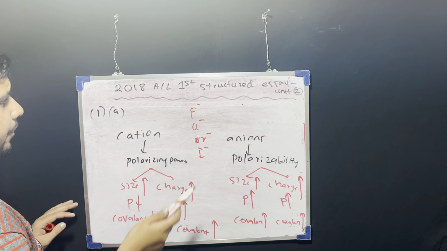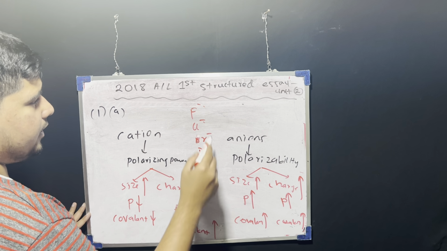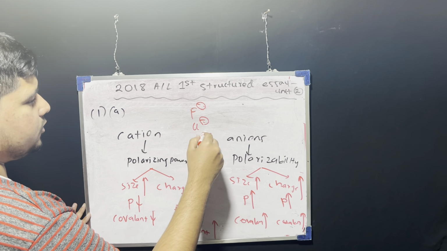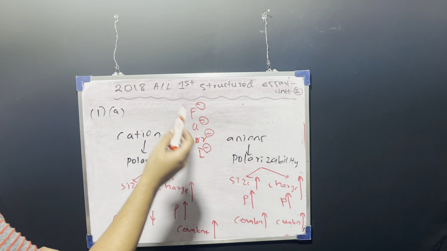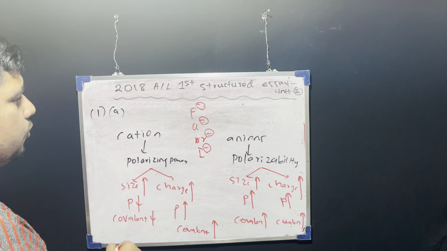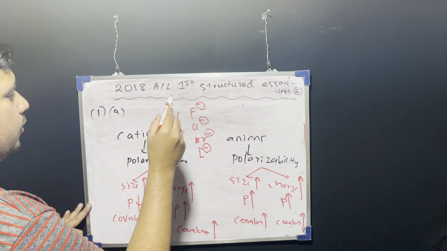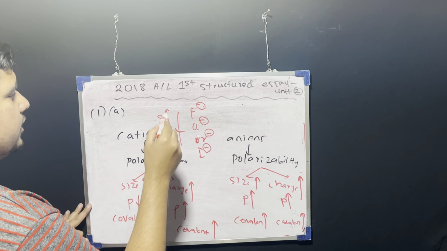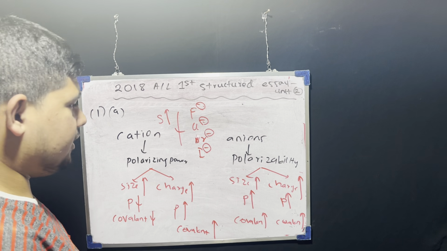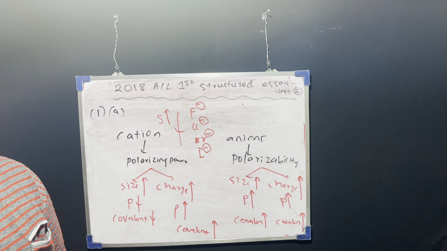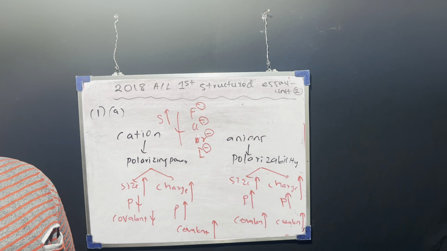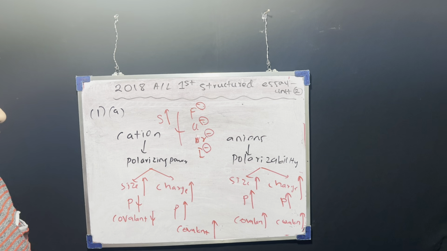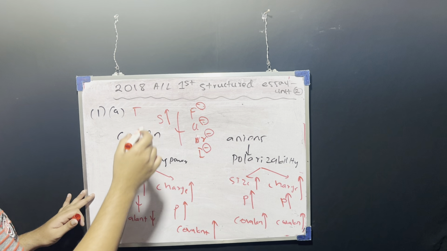Now, when we consider the halide ions, F minus, Cl minus, Br minus, I minus, what is happening here? The charges are the same, minus 1, minus 1, minus 1. But what happens to size down the group? Size increases, therefore polarizability increases. See the statement: polarizability of halide ions increases with increasing size. Yes, statement A is true.